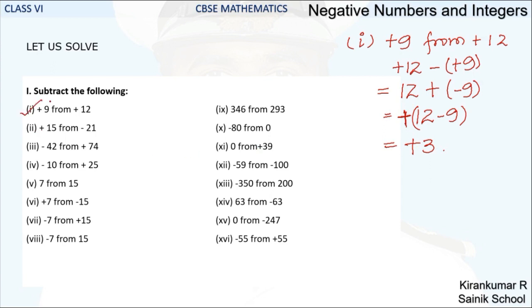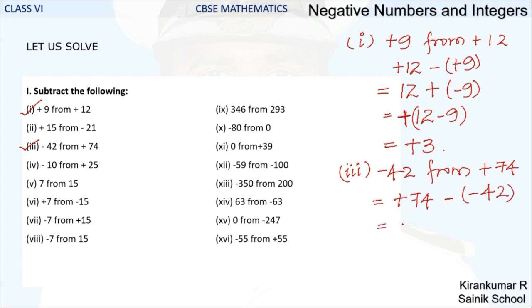The first one is solved. Let me take the third one. -42 has to be subtracted from +74. So from 74 we need to subtract -42. As I discussed, this subtraction problem I'll change into an addition problem by changing the sign of this number. So this turns out to be +42. It's the same as adding two positive numbers. So the result obtained is 112.